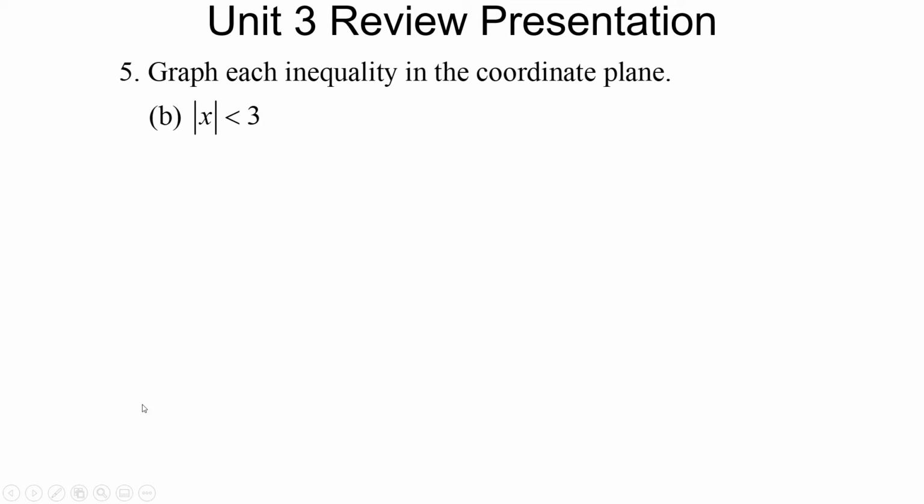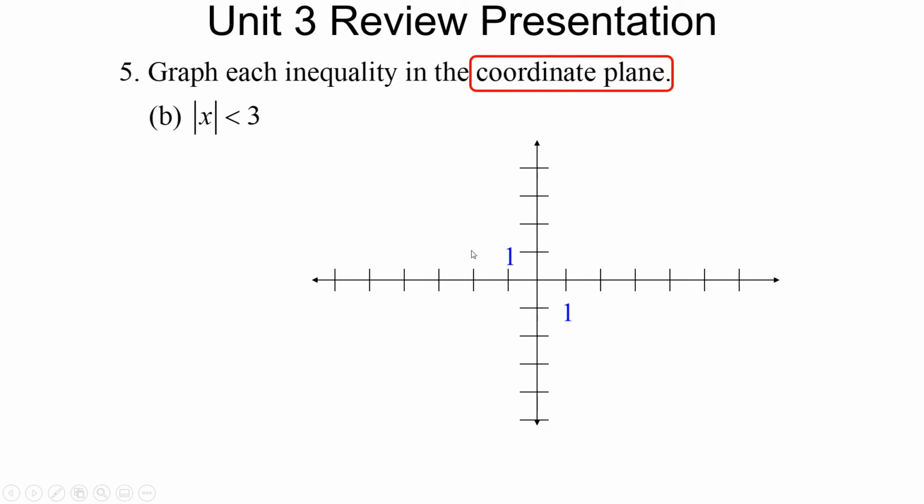All right. Now, if you just look at this and see the absolute value of x is less than 3, you think you're graphing on a number line. But make sure you read the problem. Graph each inequality in the coordinate plane. So that tells me I have 2 dimensions. I need a coordinate plane. Now, the absolute value of x is less than 3.